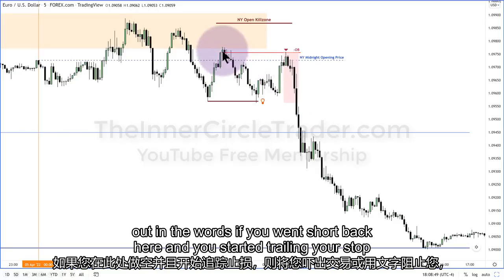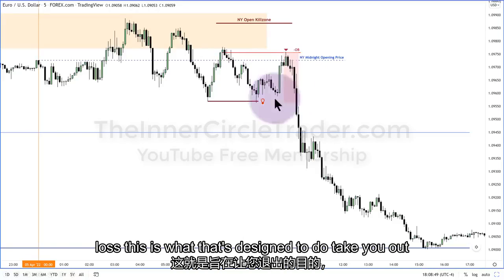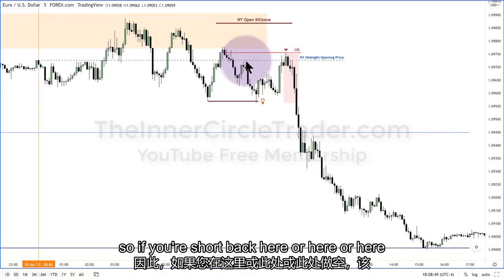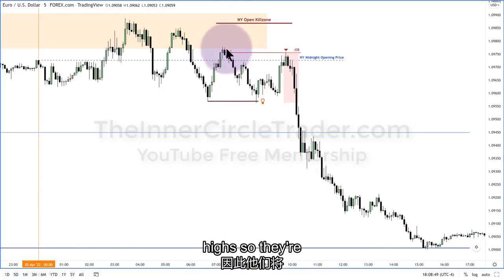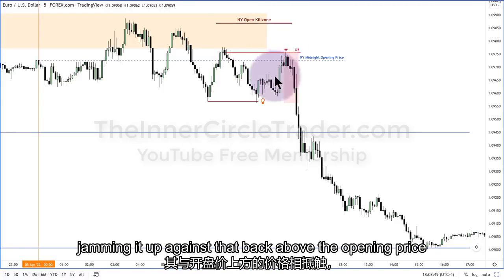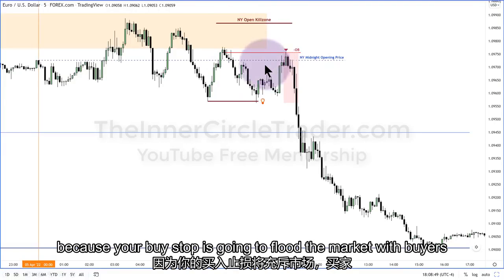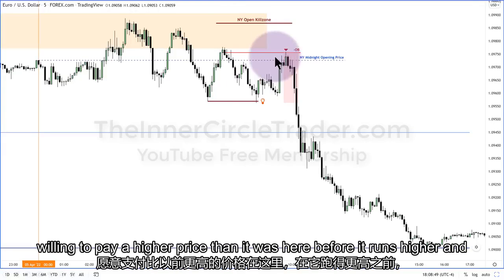In other words, if you went short back here and you started trailing your stop loss, this is what that's designed to do, take you out. So if you're short back here or here or here, how are you protecting the trade? You're putting a buy stop above recent swing highs. So they're jamming it up against that, back above the opening price, because your buy stop is going to flood the market with buyers willing to pay at a higher price than it was here before it runs higher.